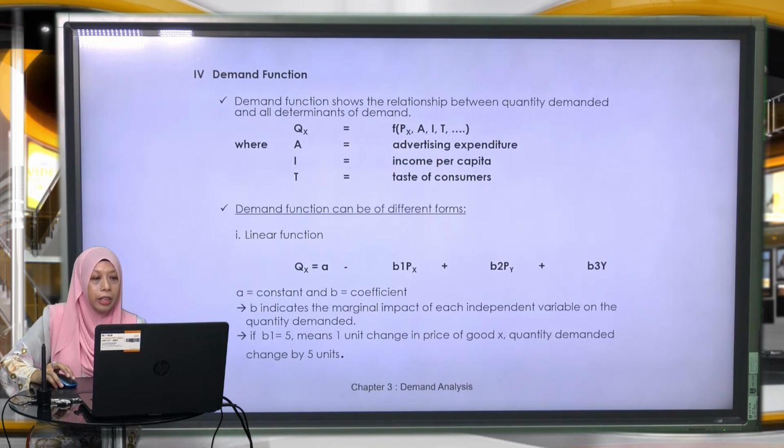In other words, the B's tell you how much quantity demanded will change when the factor influencing it changes. For example, assuming that the value of B is 5, when you change the price of good X by 1 unit, quantity demanded for good X will change by 5 units. Another example: let's say the coefficient B2 is 10. This simply means if you change the price of another good, Y, by 1 unit, then quantity demanded for good X will change by 10 units. So that's what the coefficient in a linear function tells you.